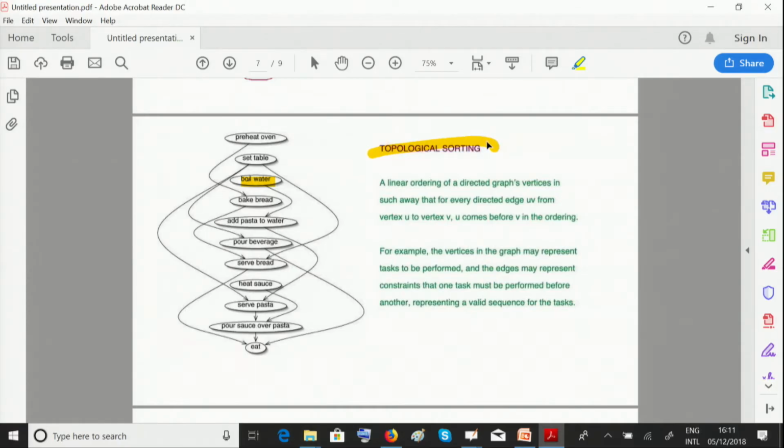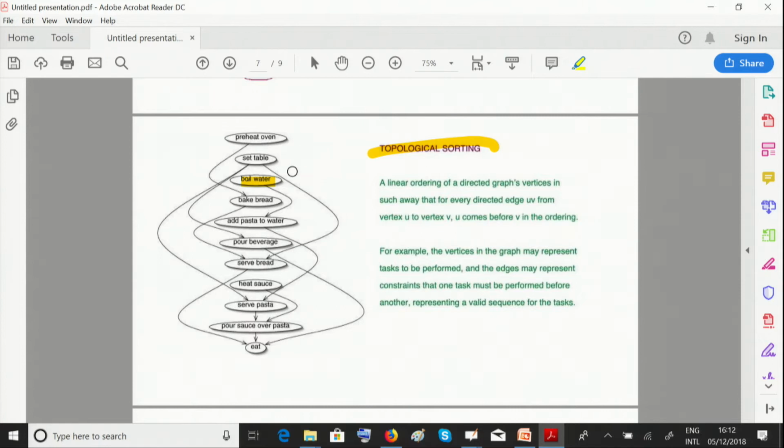Topological sorting is basically a linear ordering of a directed graph's vertices in such a way that for every directed edge uv from vertex u to vertex v, u comes before v in the ordering, right? So for example, we can use this to establish a particular ordering where if I want to complete one task, task A, and it has some dependencies like task B, task C, and task D, I cannot complete task A until I have completed all these other dependencies.